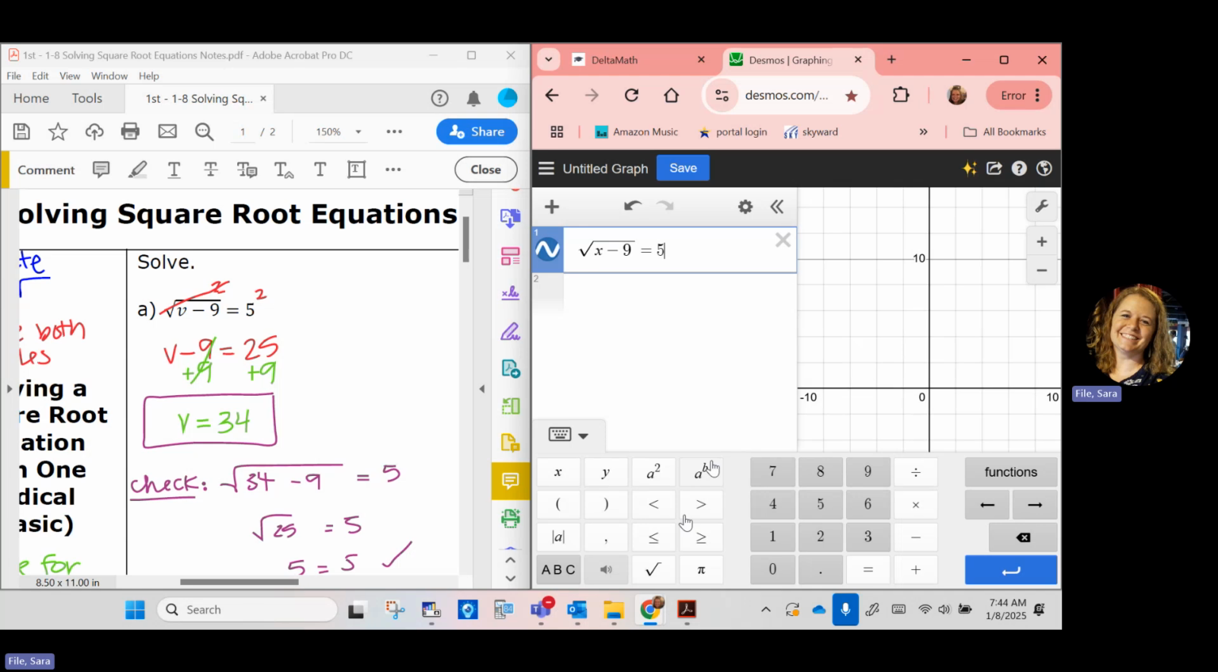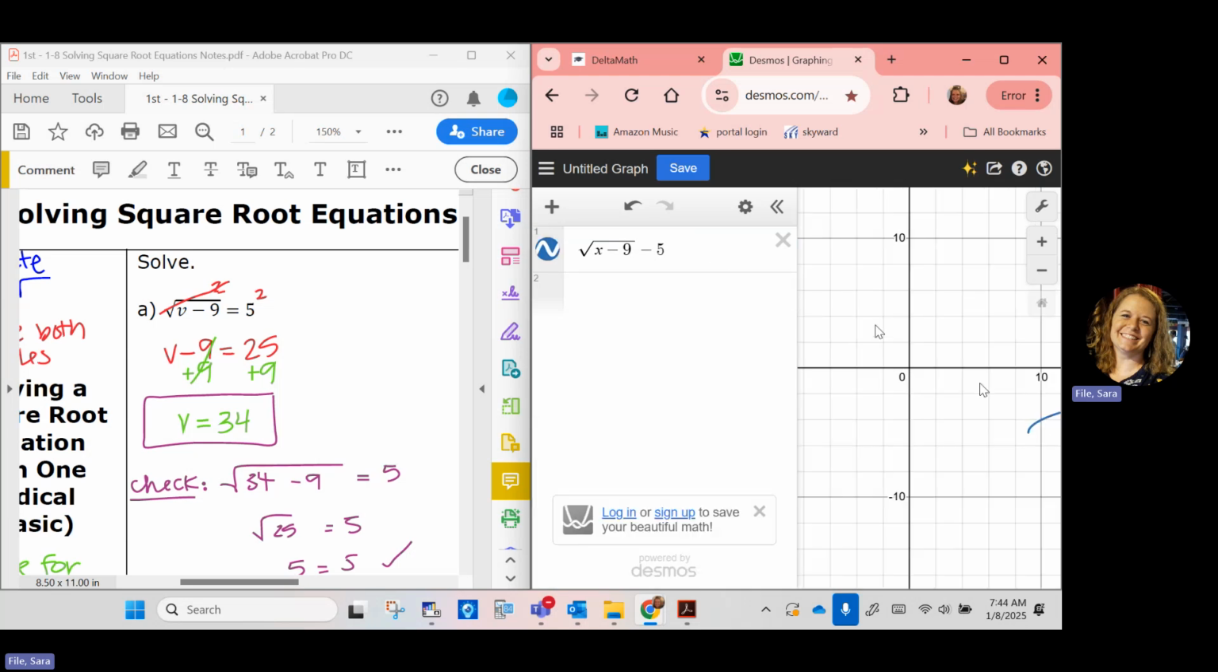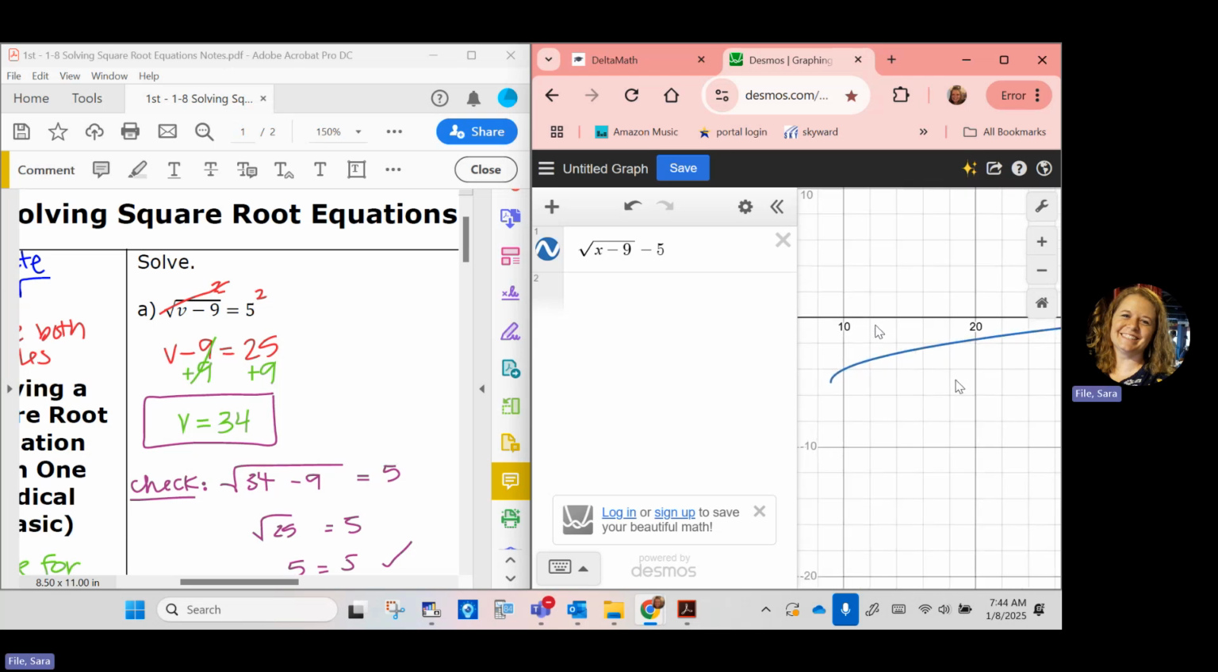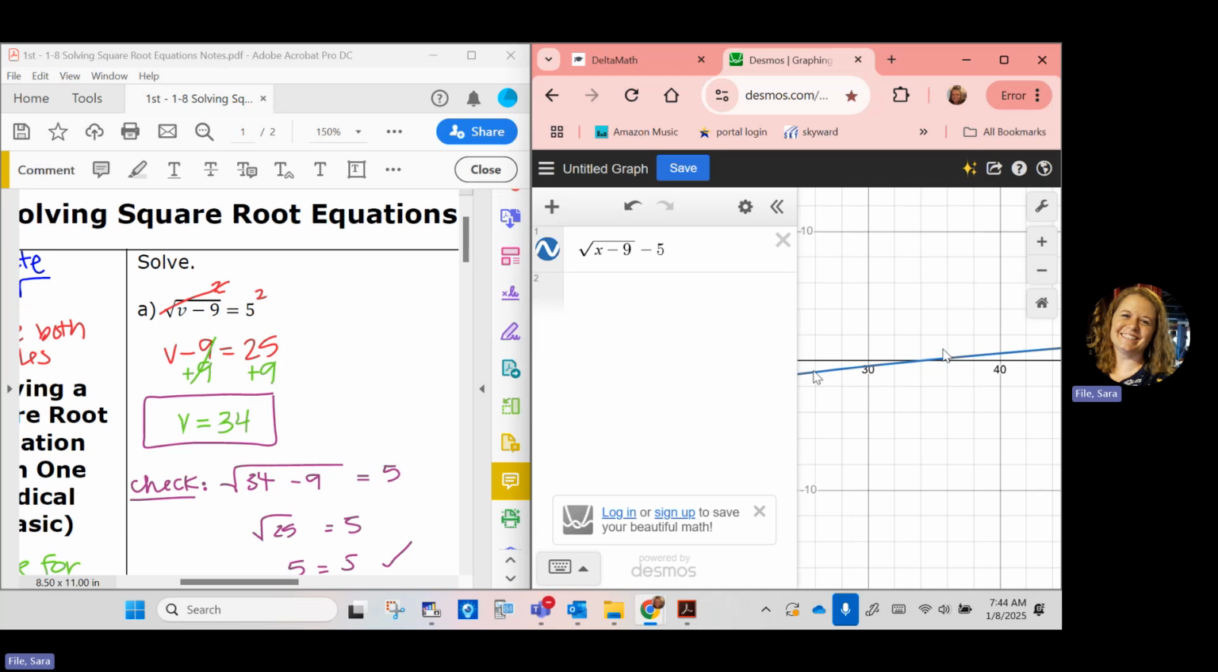For it to show me the graph of this square root function, I need it all to one side set equal to 0 if I want to see the actual graph. So how could I move that 5 to the other side so this was set equal to 0? So I could subtract 5. So instead of having this as equals 5, I'm going to change that to minus 5. And now you can see a square root function appeared on my graph. So I can see the actual graph here, and I'm looking for the x-intercept. There it is, it's 34.